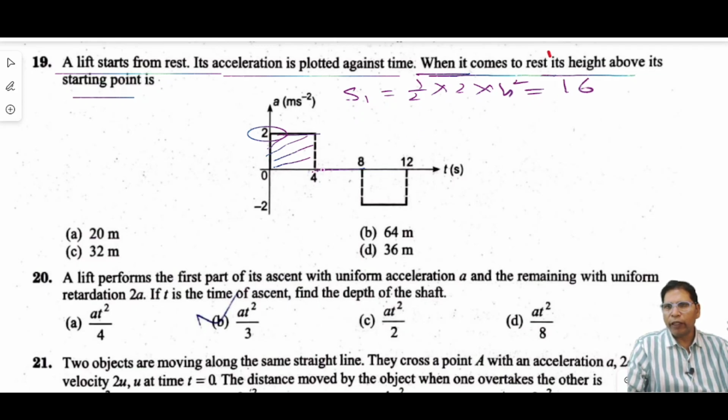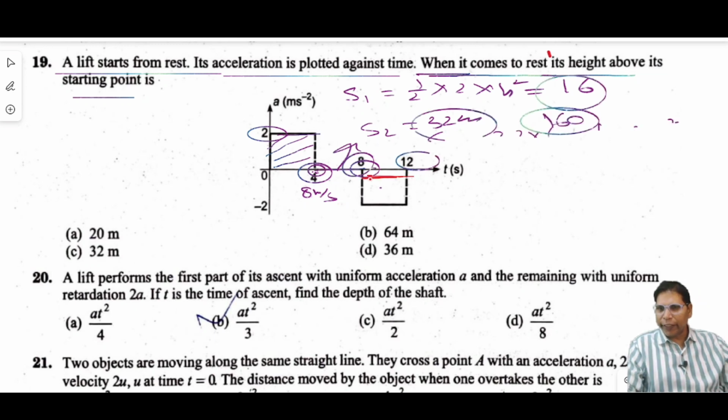Now the velocity gained after 4 seconds is 4 into 2, so this is 8 meter per second. Now the distance traveled from 4 second to 8 second is for 4 seconds, so 4 into 8. S2 is equal to 32 meter. During retardation, the time is 4 second, retardation is 2 meter per second square, and the initial velocity is 8.